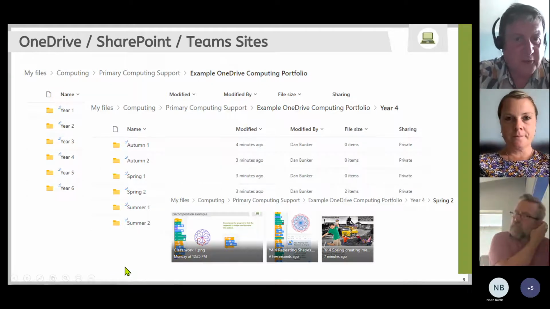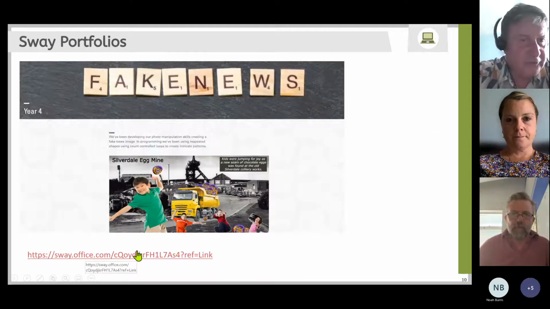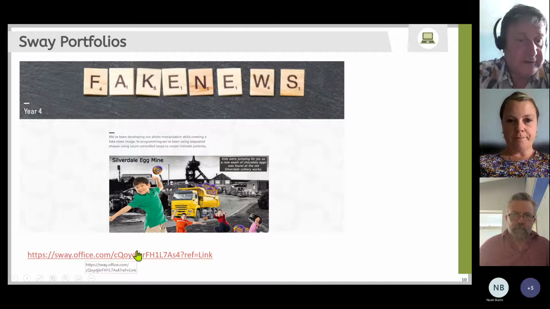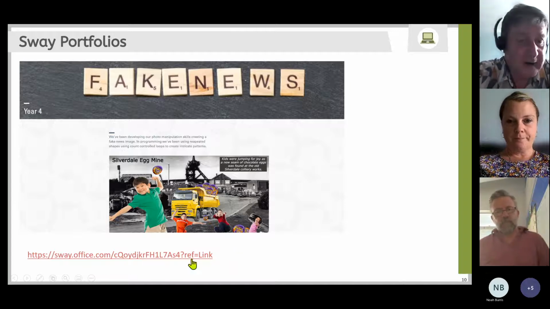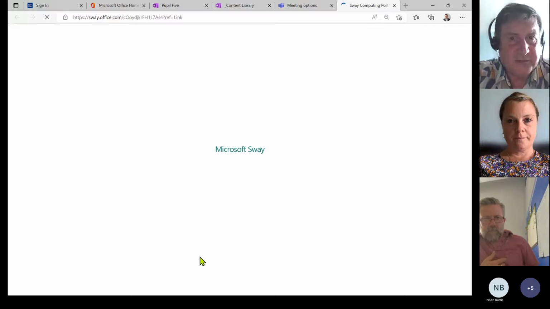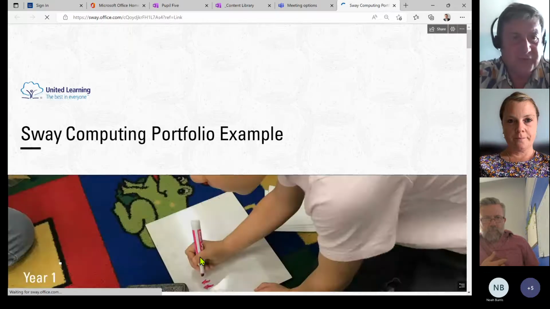So a simple kind of folder structure could work. We could also use something like Sway, where we could put in a class portfolio. Here's an idea of a kind of a year 4 Sway. I've got a link here, and it will just kind of show the various elements that you can put together. So I'm just sharing a Sway one here.